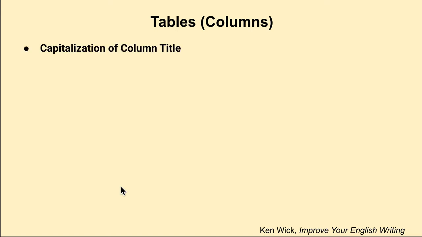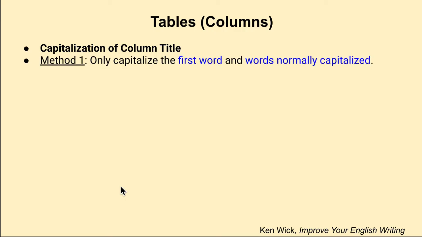So what about capitalization of a column title? Well, you've got two methods of capitalization. Method one is you only capitalize the first word and words normally capitalized, like a proper noun and the word "I." Method one is used by the APA, and the Chicago Manual of Style recommends it. I'm just calling it method one; they do not call it method one.